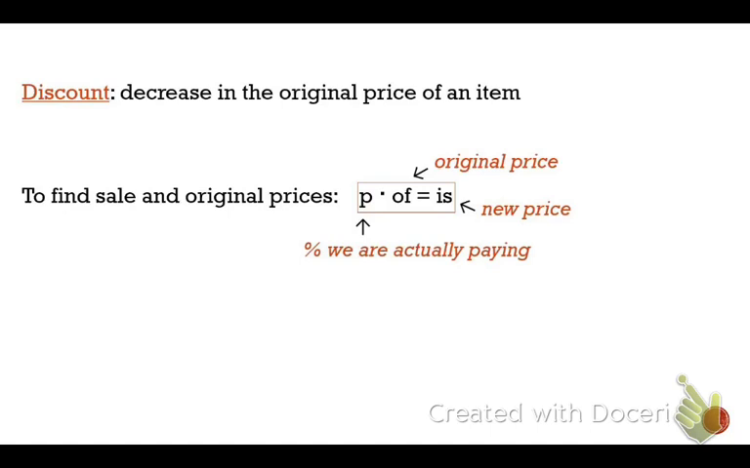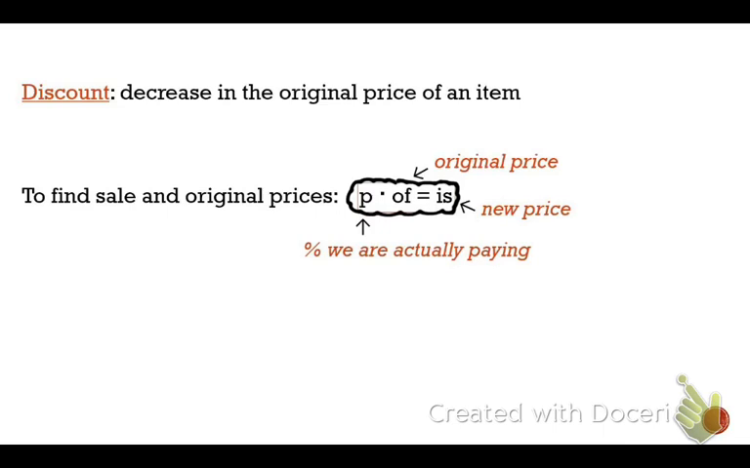So there is a formula we're going to be using today. If you have not yet, I want you to take your pencil and just draw a little fluffy cloud around this formula. Everyone say P times of equals is. P times of equals is. All right, so we need to understand what these different parts mean. The P, what does the P say it stands for?